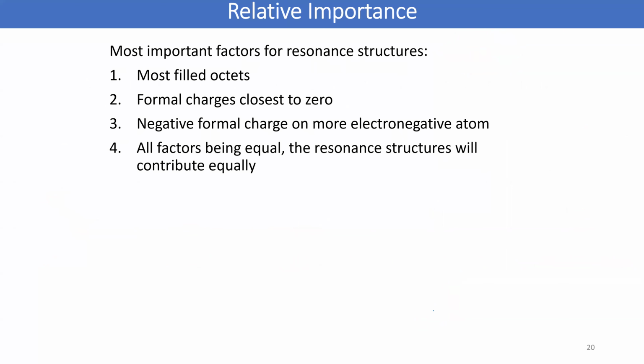If we're trying to rank how important the resonance structures are, if we're trying to figure out what the major contributors are, we're always going to look for, okay, are some of my resonance structures more stable than others? And so the most important factor is if we can fill all the octets. If you have one resonance structure where everything has a full octet and then one resonance structure that doesn't fill all the octets, more filled valences is better every time.